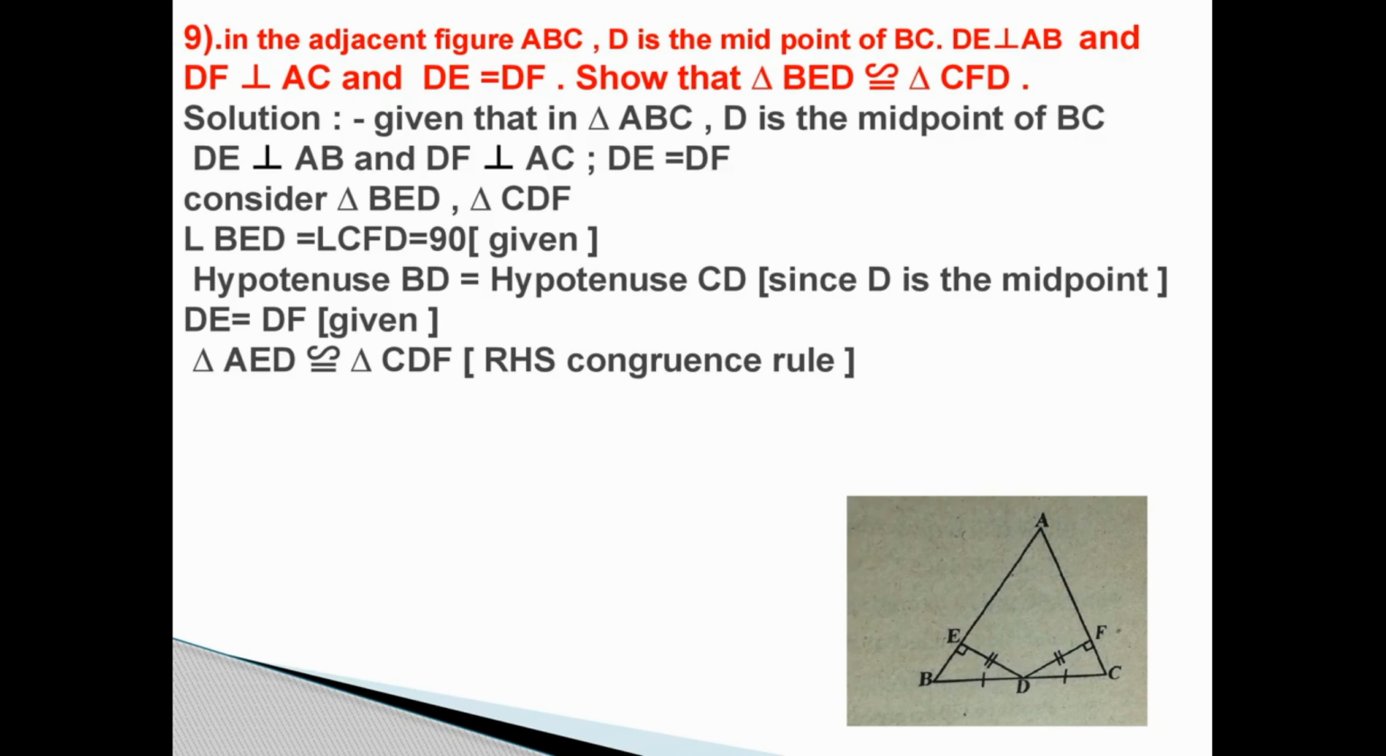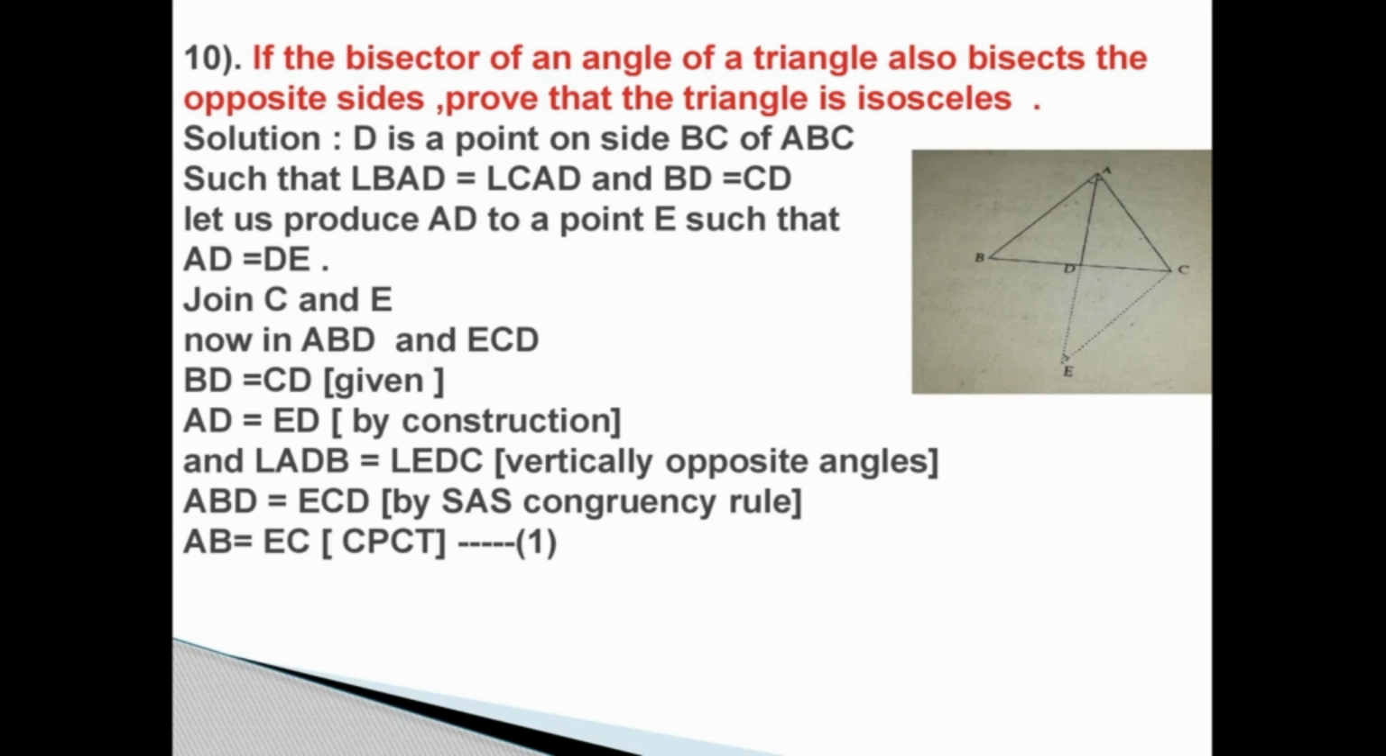Next, prove that a triangle is isosceles if the bisector of an angle also bisects the opposite side. Since D is the point on the side BC of triangle ABC such that angle BAD is equal to angle CAD and BD is equal to CD, let us produce AD to point E such that AD is equal to DE. Join C and E.